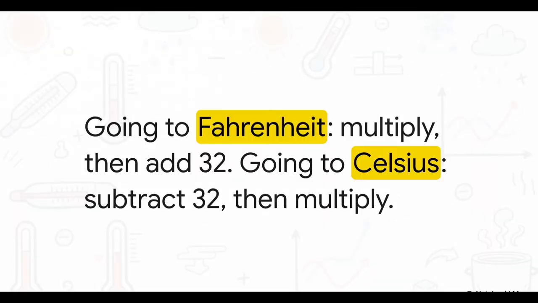So, here is the absolutely crucial point, the order of operations. This is honestly where most people make mistakes, so let's set a mental hook right now. When you're going to Fahrenheit, you multiply by a fraction first, and then you add 32. But when you go the other way, back to Celsius, you do the exact opposite in reverse order. You subtract 32 first, and then you multiply.